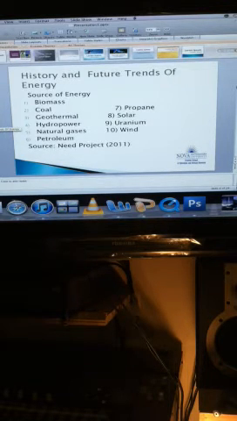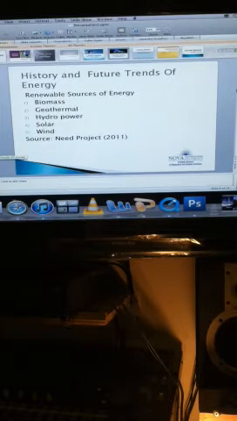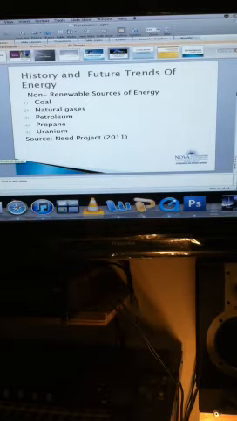Sources of energy: biomass, coal, geothermal, hydropower, natural gases, petroleum, propane, solar, uranium, wind. Renewable sources of energy are classified as biomass, geothermal, hydropower, solar, wind. Non-renewable sources of energy are classified as coal, natural gases, petroleum, propane, uranium.